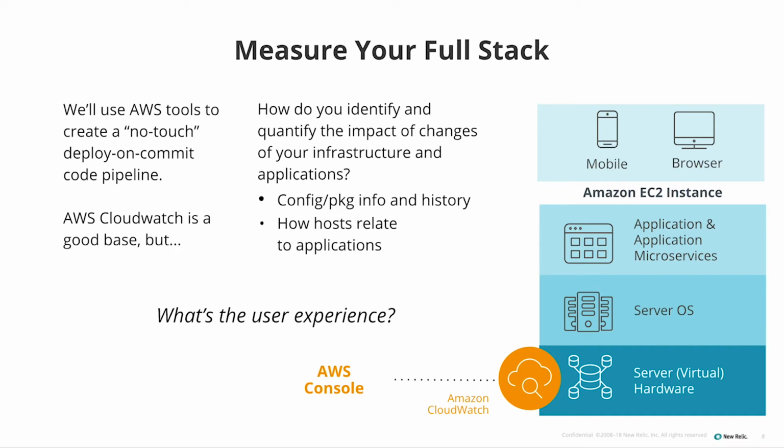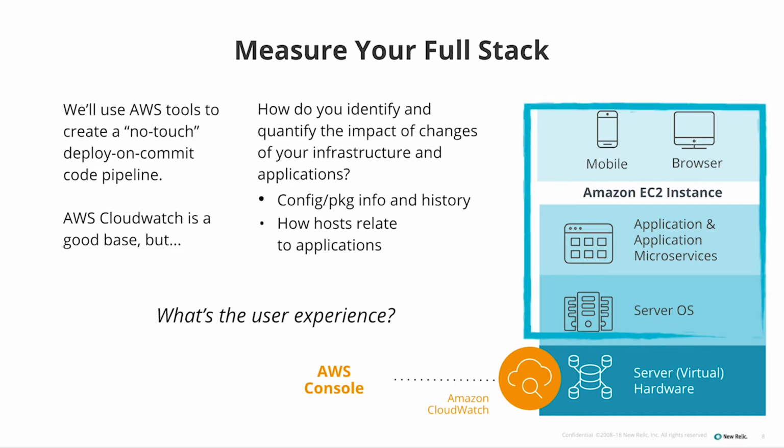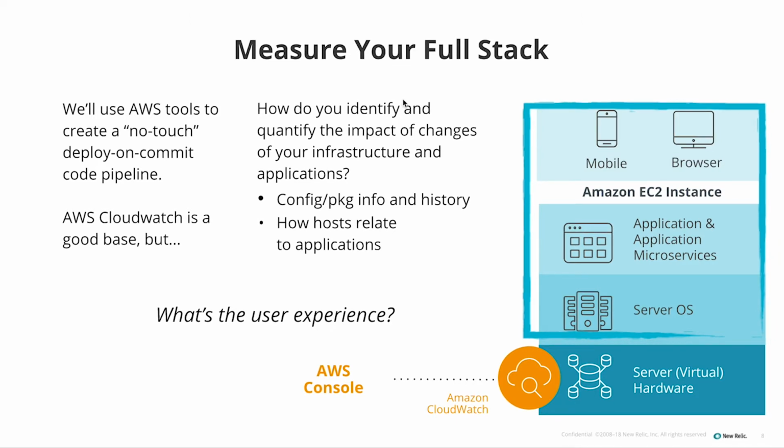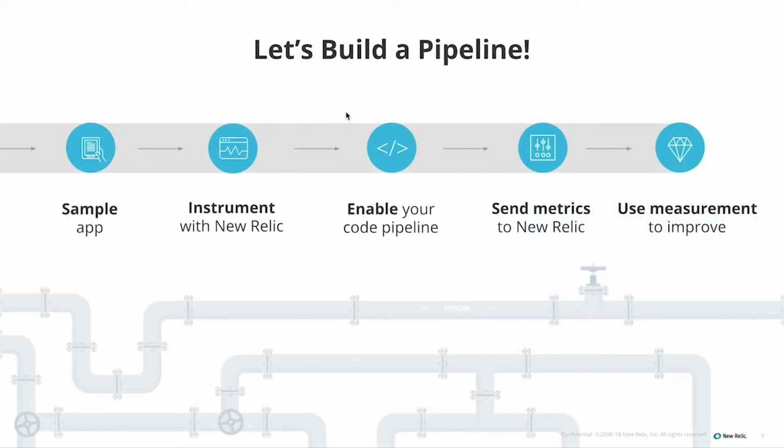So we're going to show you how to hook up monitoring information and have it available to you. So let's build a pipeline. And this is a high-level look at what we're going to do today. We have a sample app, and we're going to instrument it with New Relic. We're going to enable your code pipeline. We're going to send the metrics up, and then we're going to take a look at those measurements and then figure out where we need to make improvements.